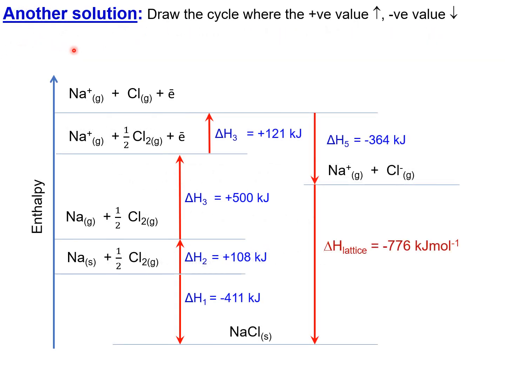Lastly, if you want to do the energy cycle of the Born-Haber in another way, this is how it looks like. Okay. You put your compound here, starting with formation, and if the information given is a negative value, bring the arrow down. Okay. If it is a positive value, you make the arrow go up. And then as usual, start with enthalpy of formation, end with enthalpy of lattice.